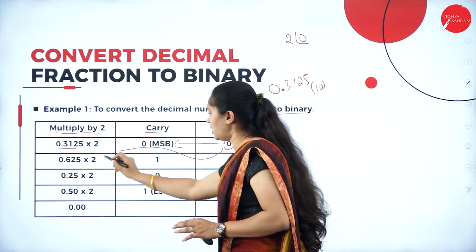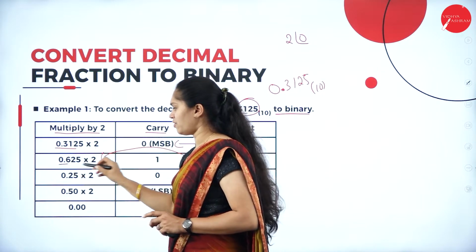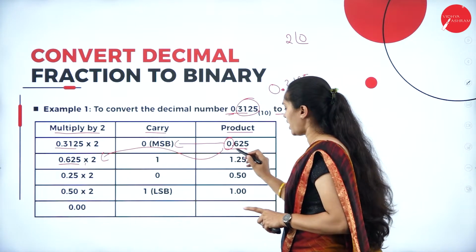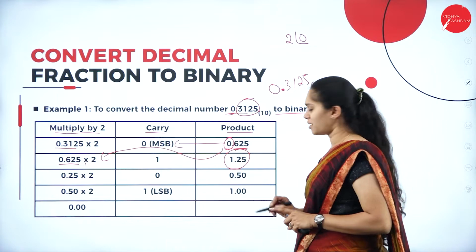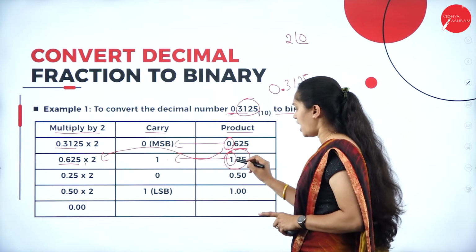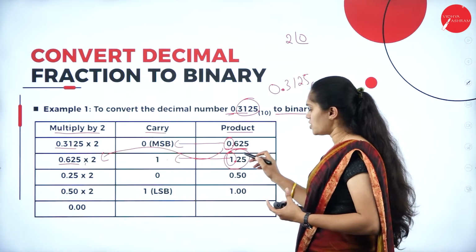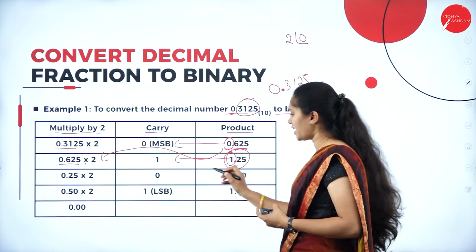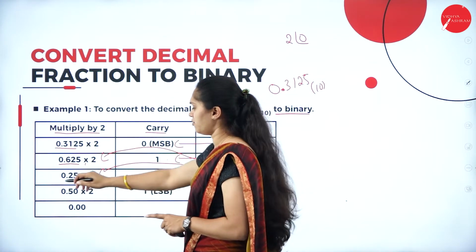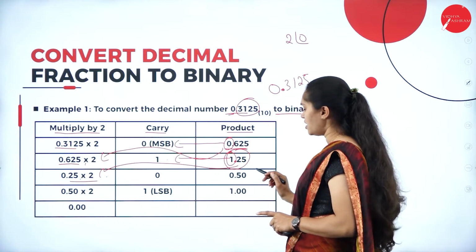Then again I will multiply this by 2. 0.625 into 2 gives 1.25. So what is the remainder now? This 1 is considered as a carry now, and 0.25 is the remaining value here. So this 0.25 needs to be multiplied by 2. If we multiply it, we get 0.50 as a solution.